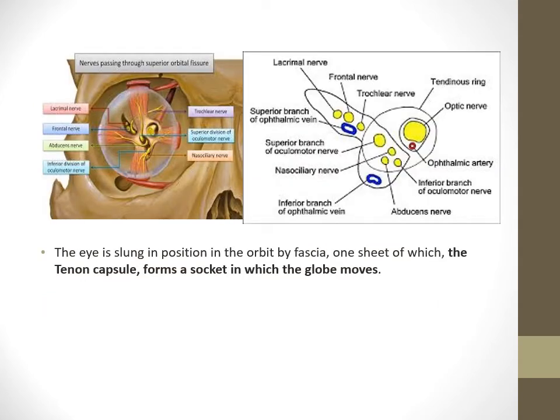So you can see in the first image, these are the nerves passing through the superior orbital fissure. There is the inferior division of the oculomotor nerve, superior division of the oculomotor nerve, then the nasociliary nerve, abducens nerve, frontal nerve, lacrimal nerve, and the trochlear nerve. The eye is slung in position in the orbit by fascia, one sheet of which, the Tenon's capsule, forms the socket in which the globe moves.